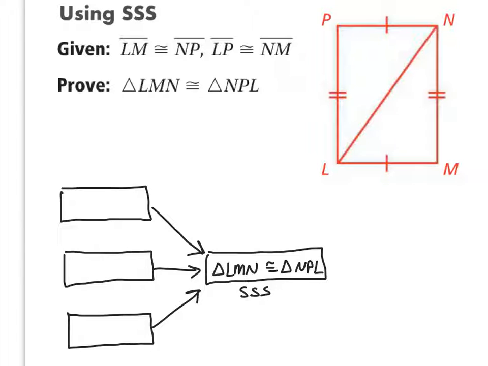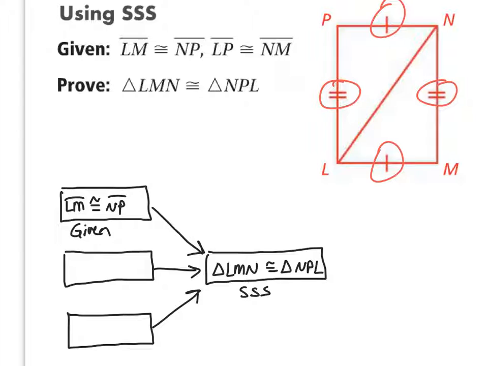All right, well, like any proof, we got to fill in our givens. Now, we are given congruent side lengths, right? We're given that these two sides are congruent. We're given that these two sides are congruent. Those are sides of our triangle, so those need to go in two of those blanks we have. Line segment LM is congruent to line segment NP, and that was given. Line segment LP is congruent to line segment NM. And again, that was given.